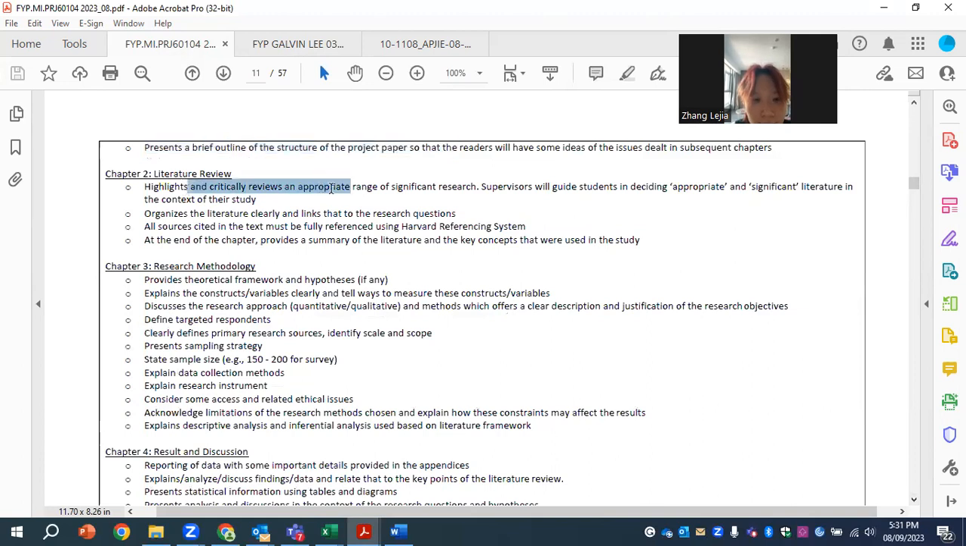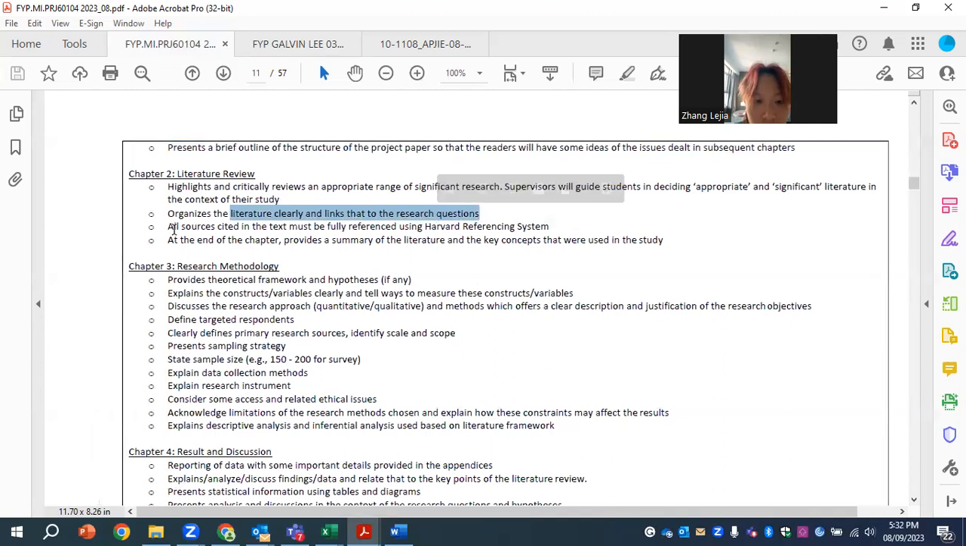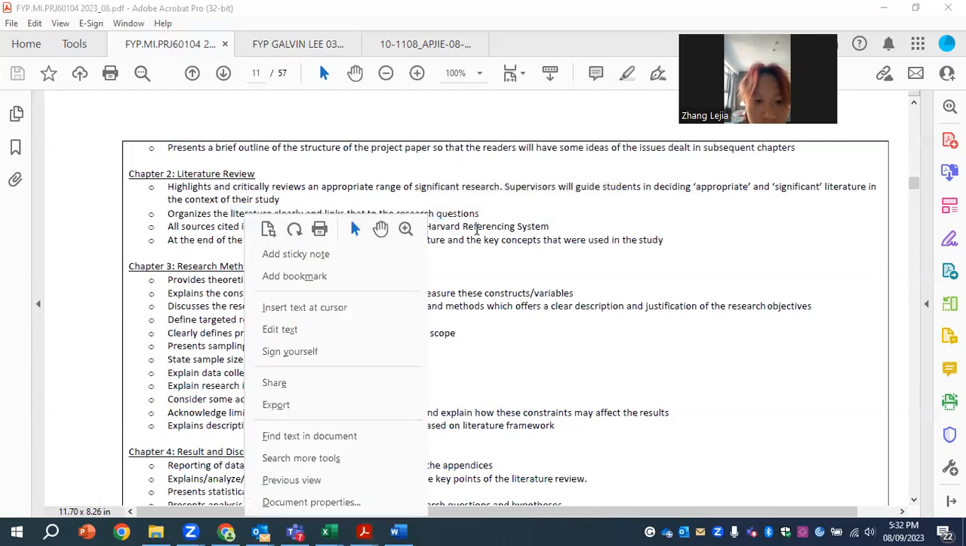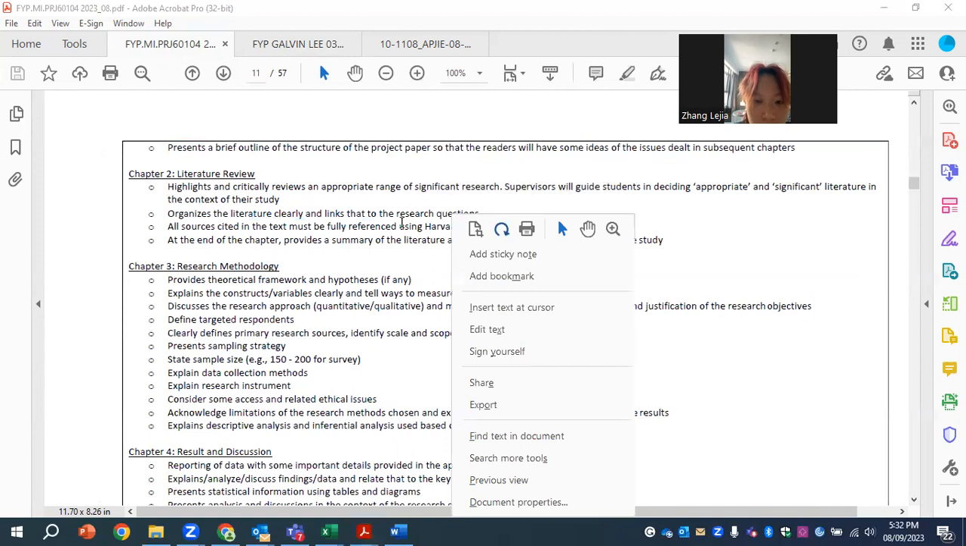Literature review, you need to highlight and critically review a range of research, maybe as far back as 6 years ago also can, not just 5. Organize the literature clearly. Make sure it's not jumbled up. Make sure it's smooth, easy and simple to follow. All sources cited must be in Harvard referencing style. Remember, ours is Harvard referencing style.